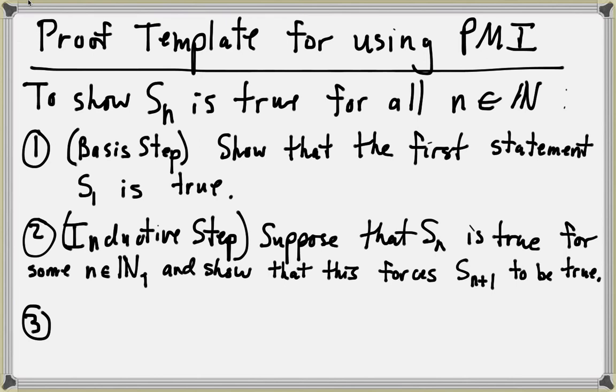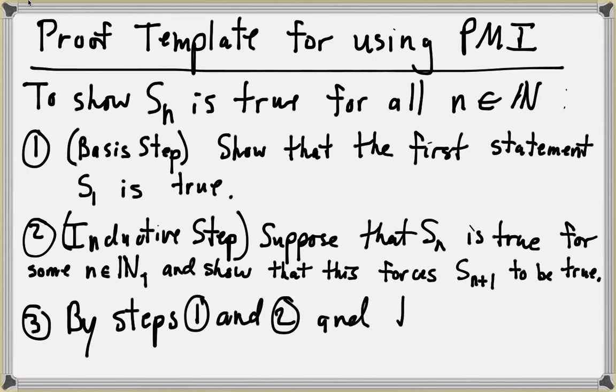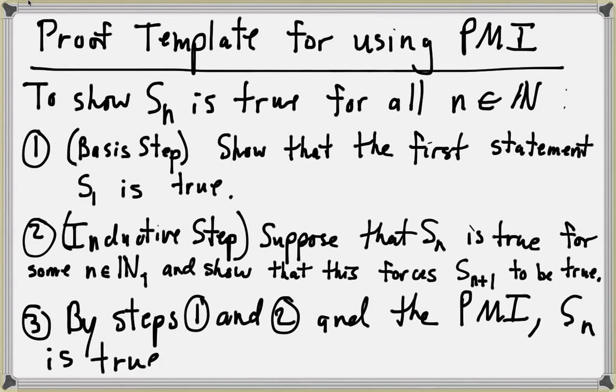Well, the final step to proving a statement using the principle of mathematical induction is the conclusion. Once you've shown step 1 and step 2, we can assume by the principle of mathematical induction that Sn is true for all natural numbers. So you usually just summarize what you're doing in your proof. You say something like, by steps 1 and 2, and the principle of mathematical induction, Sn is true for all natural numbers.